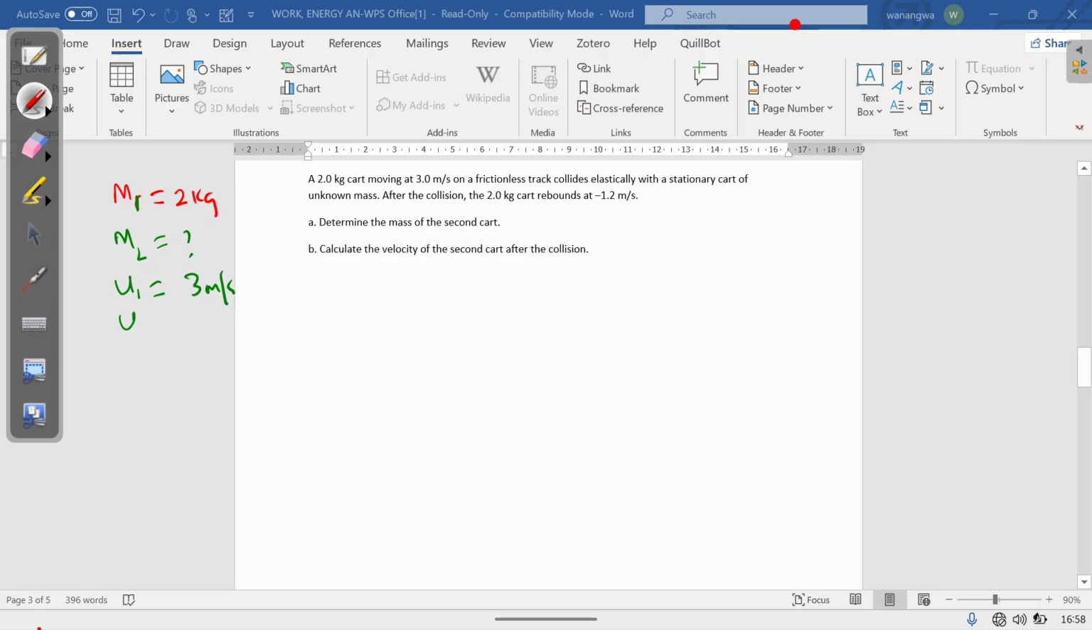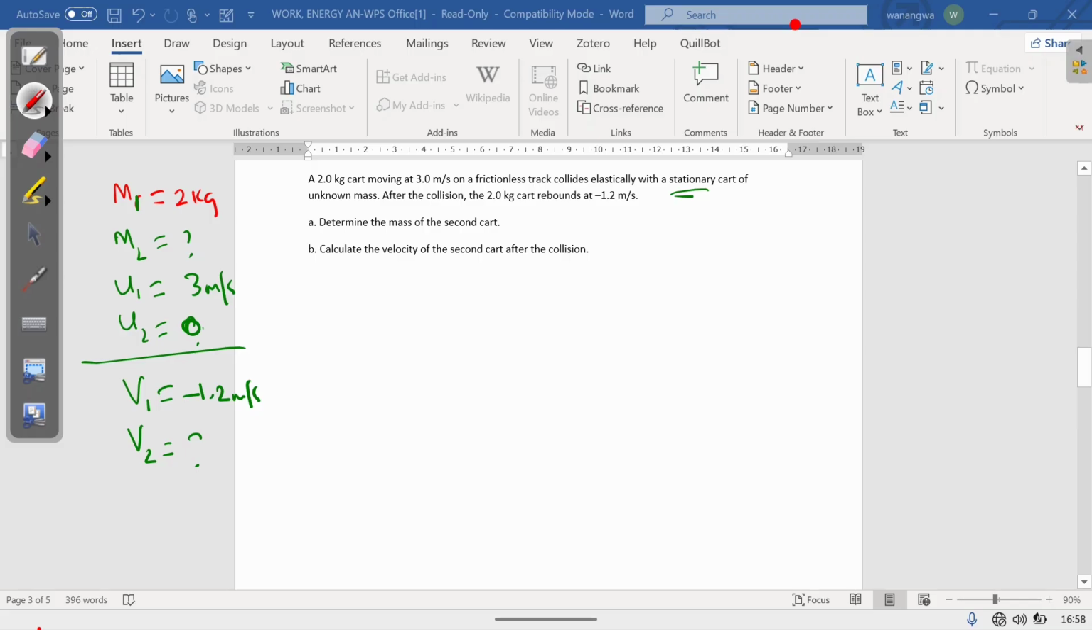The initial velocity of cart number 2, do we know? Yes, it's 0 because this thing was stationary. Then after collision, do we know the velocity of the 2 kg cart? Yes, it is equal to negative 1.2 meters per second. What about the velocity of the other cart? We are not aware of this. It's very important: we're not given the mass, we're not given the velocity. So we need to calculate the mass of the second cart.